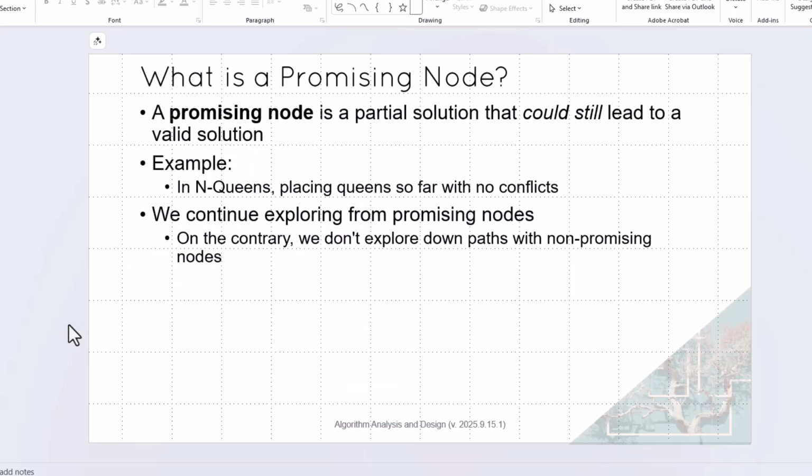Promising and pruning. A promising node is a partial solution that could still lead to a valid solution. So in our state space, we look at a specific node if it is a partial solution, it's not a full solution yet, but it could lead to a full solution later on. There's still hope. Then we call that a promising node. Examples would be, in the n queens problem, placing queens so far with no conflicts. We haven't placed all the queens yet, but there's no conflicts yet. So we consider that promising. We continue exploring from promising nodes. On the contrary, we don't explore down paths with non-promising nodes. That's where the pruning comes in.